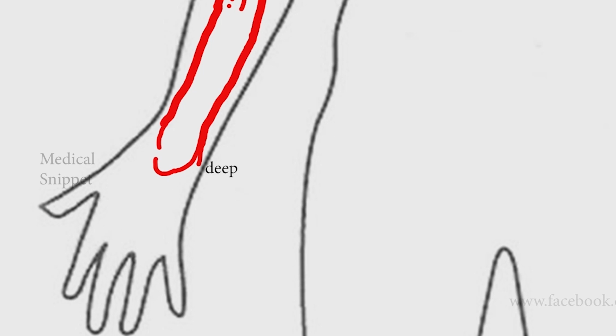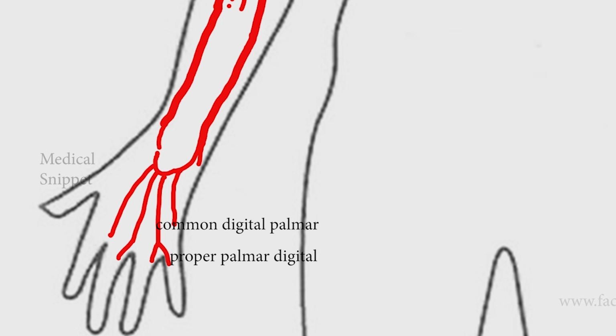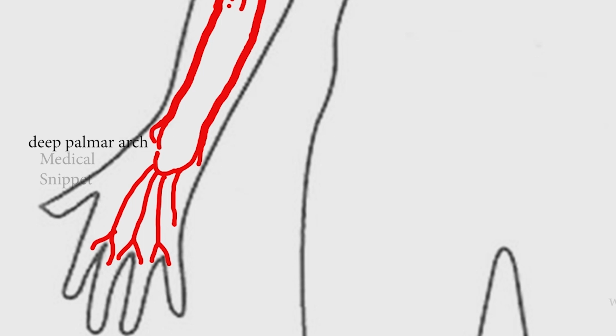The superficial branch forms the superficial palmar arch, which gives rise to four common palmar digital arteries, which in turn give rise to proper palmar digital arteries. The radial artery continues as deep palmar arch, and anastomoses with deep branch of ulnar artery. The deep palmar arch gives rise to princeps pollicis artery and radialis indicis artery.